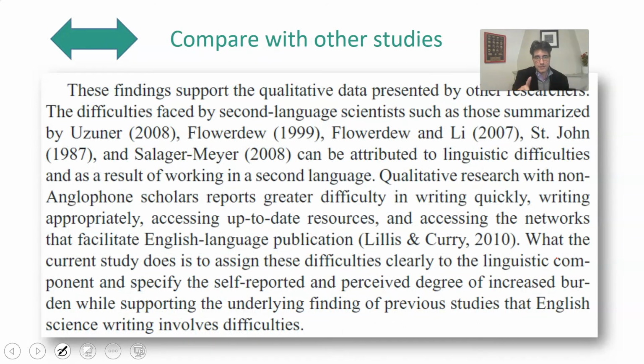They also do this, the comparison with other studies. These findings support the qualitative data presented by other researchers, so they're kind of a nod to other people. The difficulties faced by second language scientists, such as those summarized by Usener and Flowerdew and Lees, St. John and Saliger-Meyer, can be attributed to linguistic difficulties as a result of working in a second language. Qualitative research with non-Anglophone scholars report greater difficulty in writing quickly, writing appropriately, accessing up-to-date resources, and accessing the networks that facilitate English language publication.